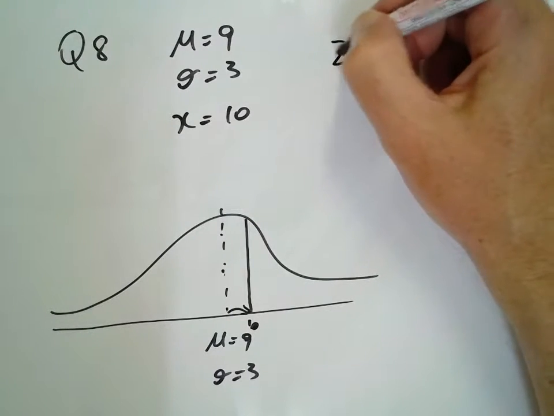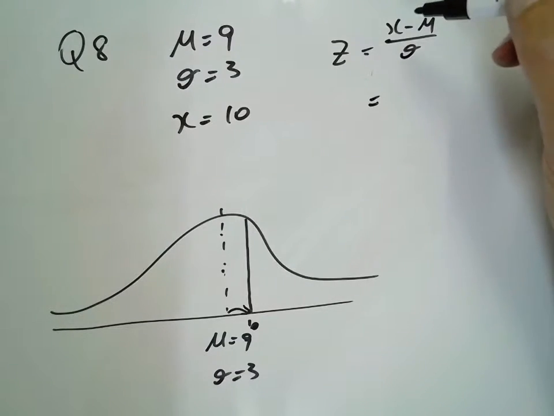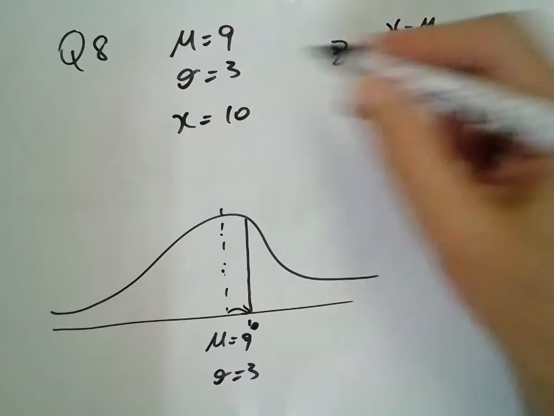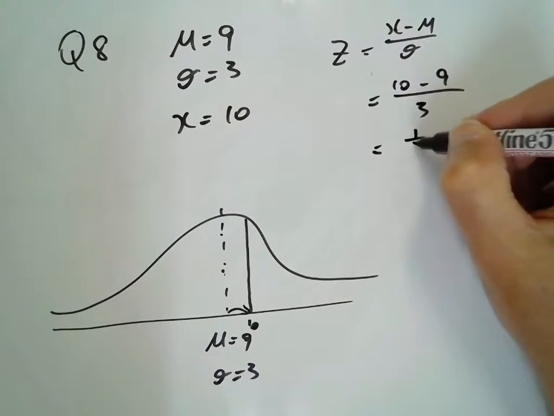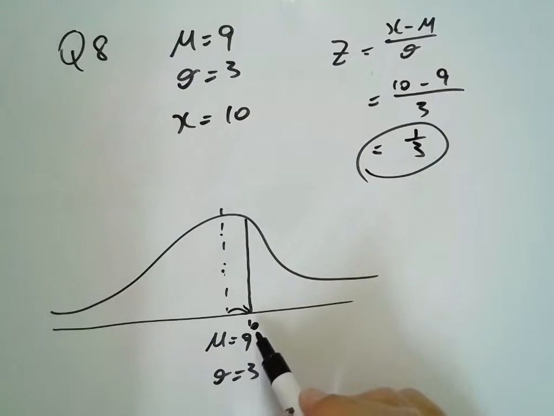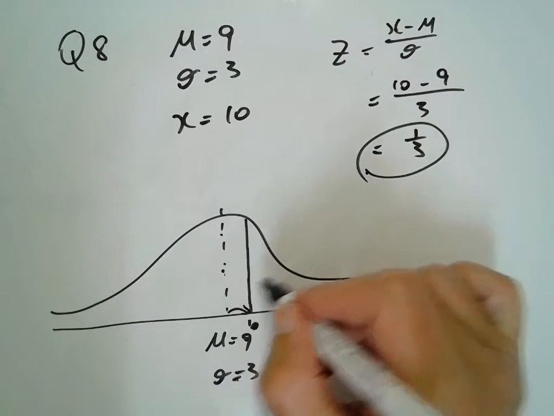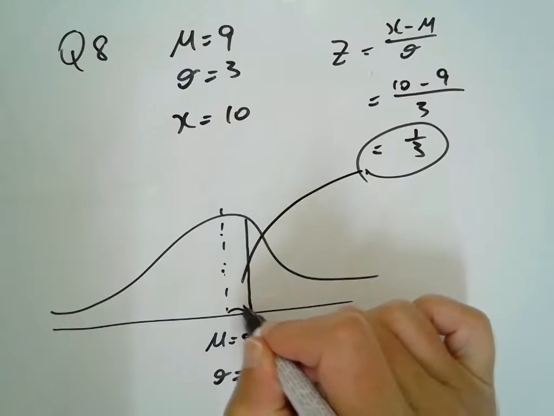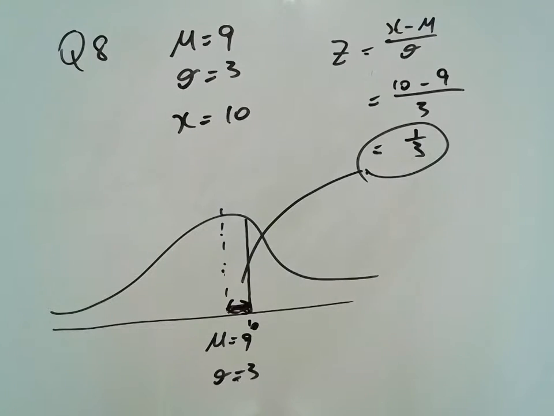So we're going to use our rule, z equals x minus mu on standard deviation. X is 10, mu is 9, standard deviation is 3. 10 minus 9 is 1, a third. So I guess if we're talking about marks out of 15, I don't know, the average kid got 9. If the standard deviation is 3 and you got 10, how good is that? Well, what we've just worked out is that you're 1/3 of a standard deviation. That's 1/3 there. You're 1/3 of a standard deviation above normal. Okay.